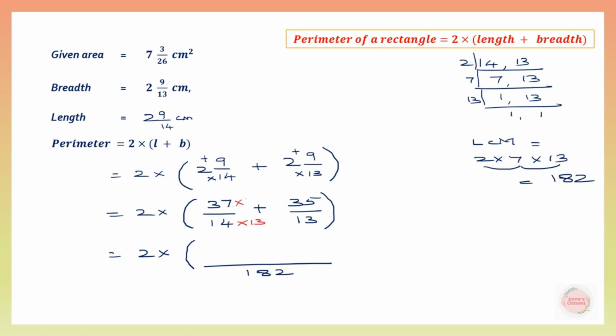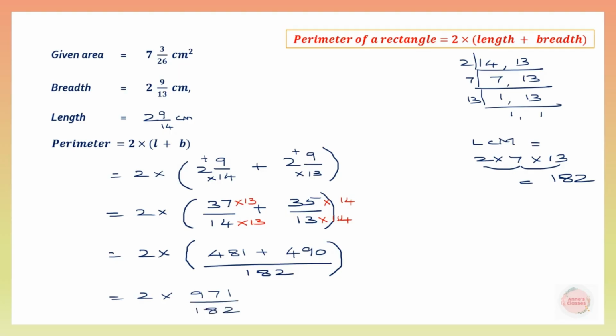That means we have to multiply 37 also by 13. When you multiply, you get 481. So let's write that 481 plus. Now here we said 14 into 13 is 182. That means 13 into 14 is 182, just the reverse. So here we are going to multiply 35 also by 14. So 35 into 14 is 490. So let's write that down here. So now we have 2 into 481 plus 490, which is 971, divided by 182.